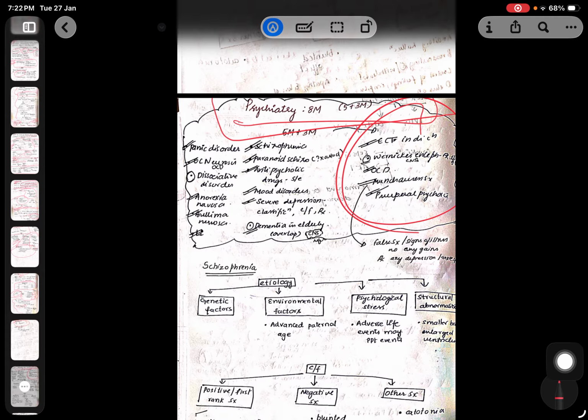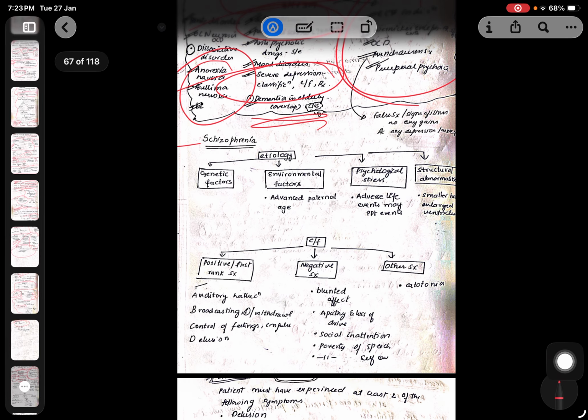The major thing which you need to focus here is on schizophrenia and severe depression. So dementia, as I told, I explained in that part as well. And also these are the potential questions which can come. So schizophrenia, again, there is nothing. Again, there is also a template here.